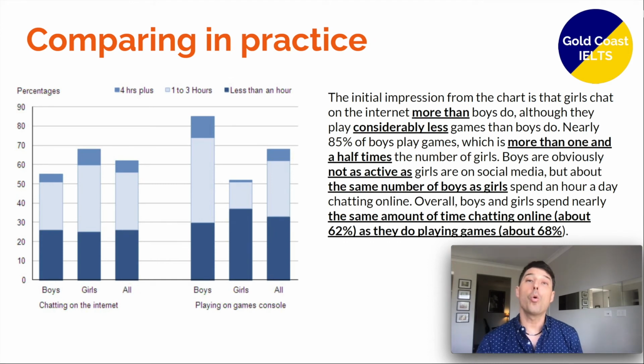So now we've looked at all 7 different ways of comparing. Let's see how to compare in practice in a real IELTS response. So here guys, on the left side of the screen, you can see 2 bar charts which compare chatting on the internet and playing games on consoles for boys and girls and both sexes together. I wrote this little paragraph here, and every single sentence has a comparative structure inside it. I didn't just use the same structures over and over. I tried to use a good range of structures, so let's see how it sounds.